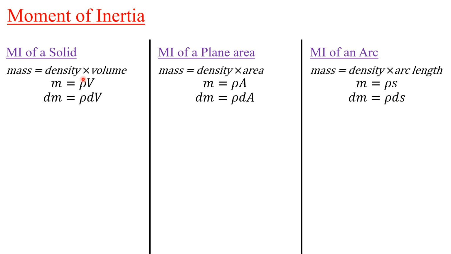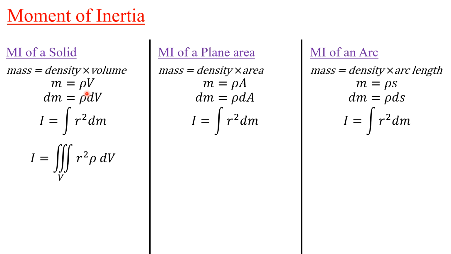For a small particle, the density rho will be constant. We have this formula for moment of inertia. Therefore, the moment of inertia for a solid is the triple integral over V of r square rho dV. The moment of inertia for a plane area will be the double integral over A of r square rho dA. And for an arc, the moment of inertia is the integral over the arc of r square rho ds. So these are the formulae to find moment of inertia for different types of objects.